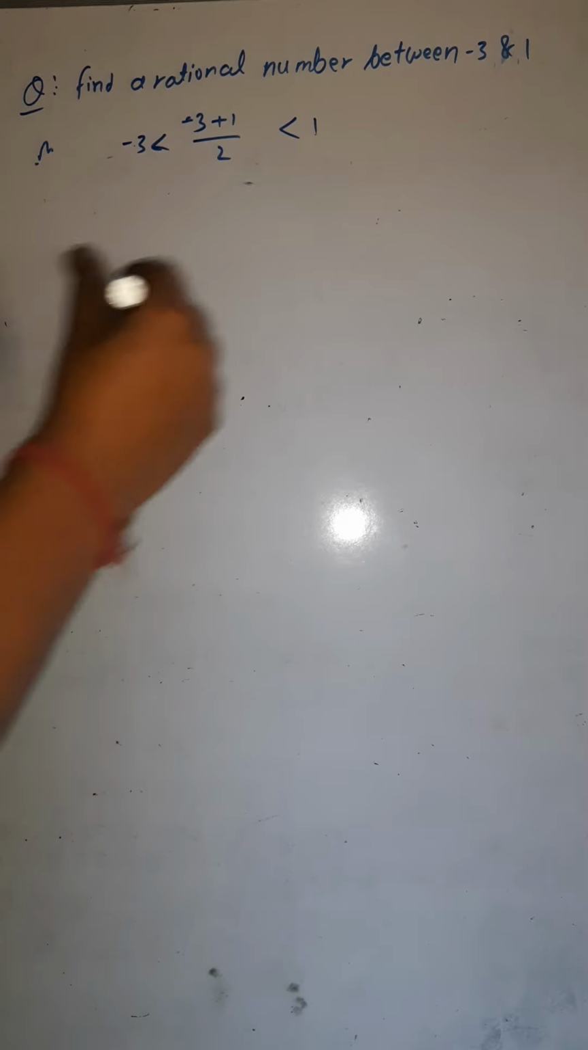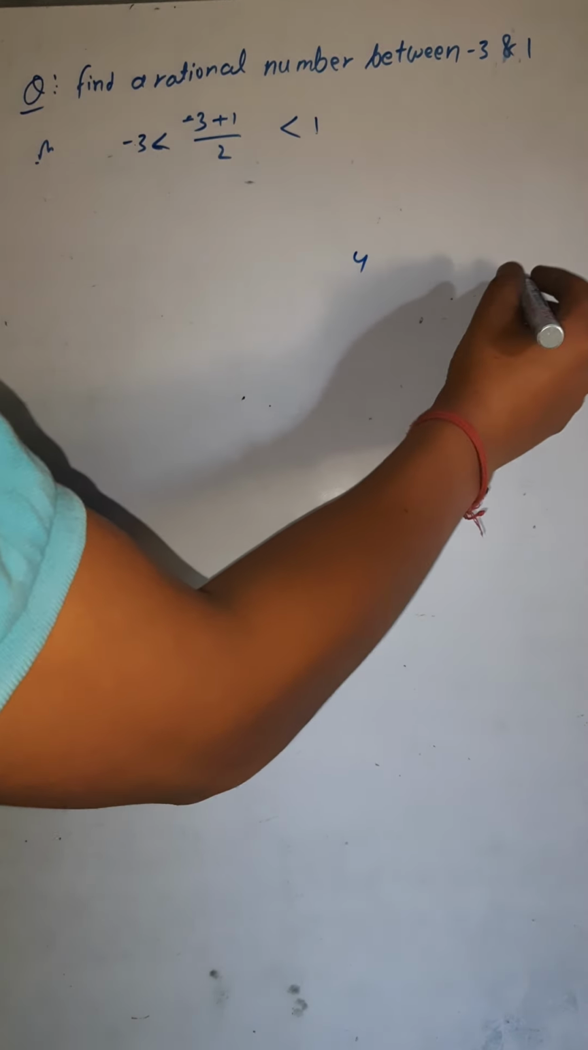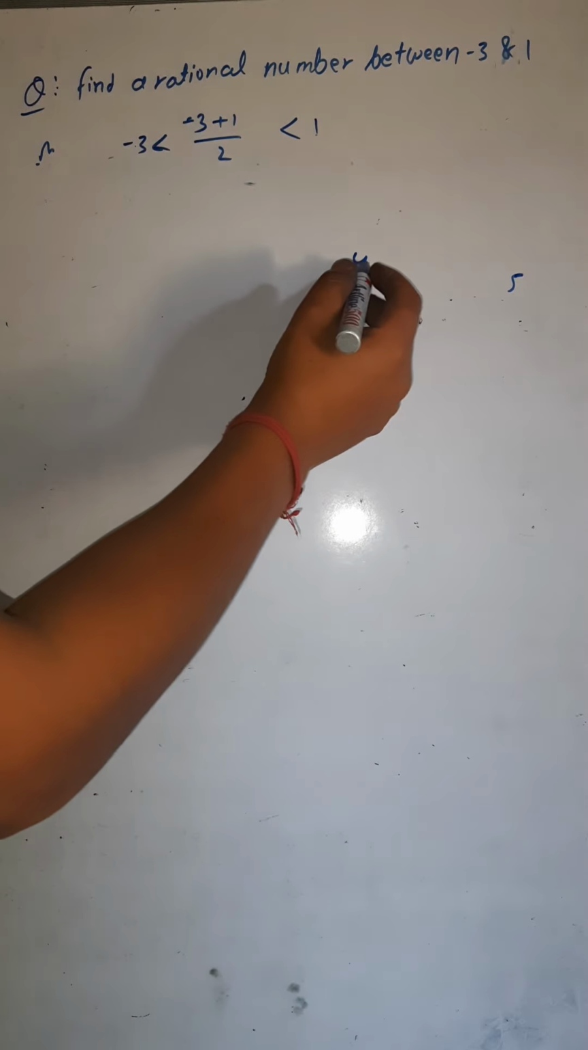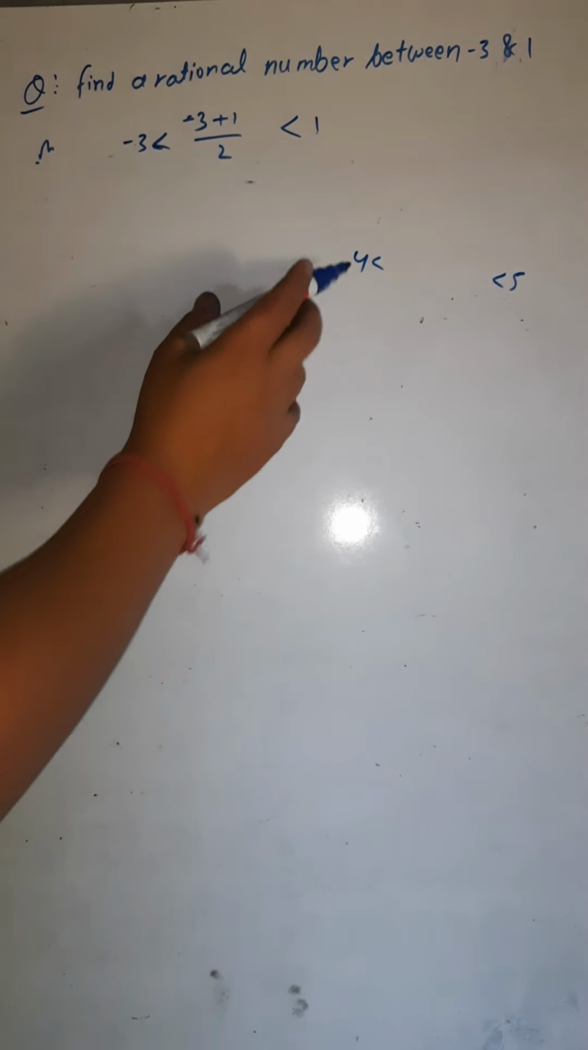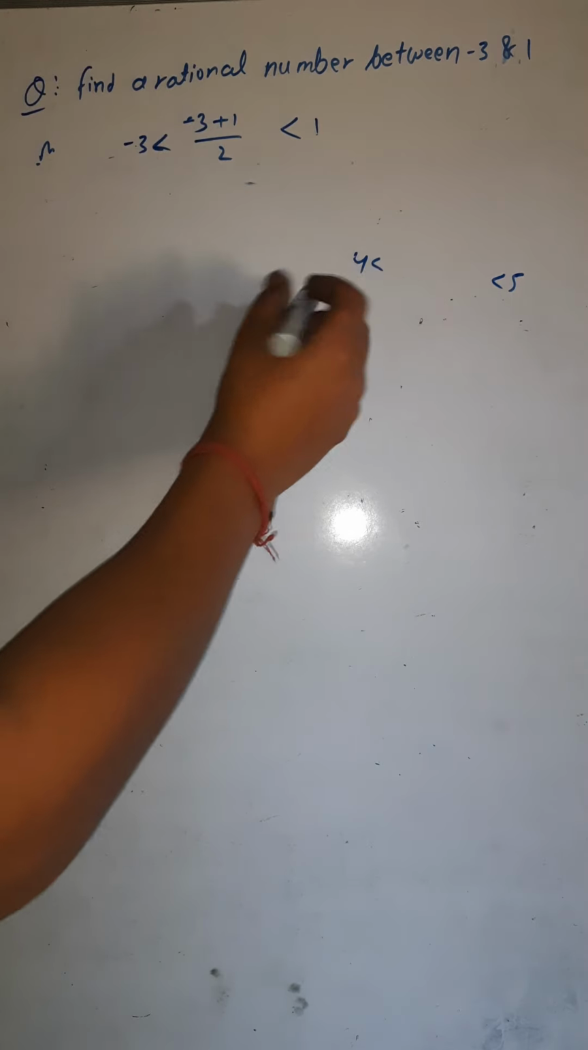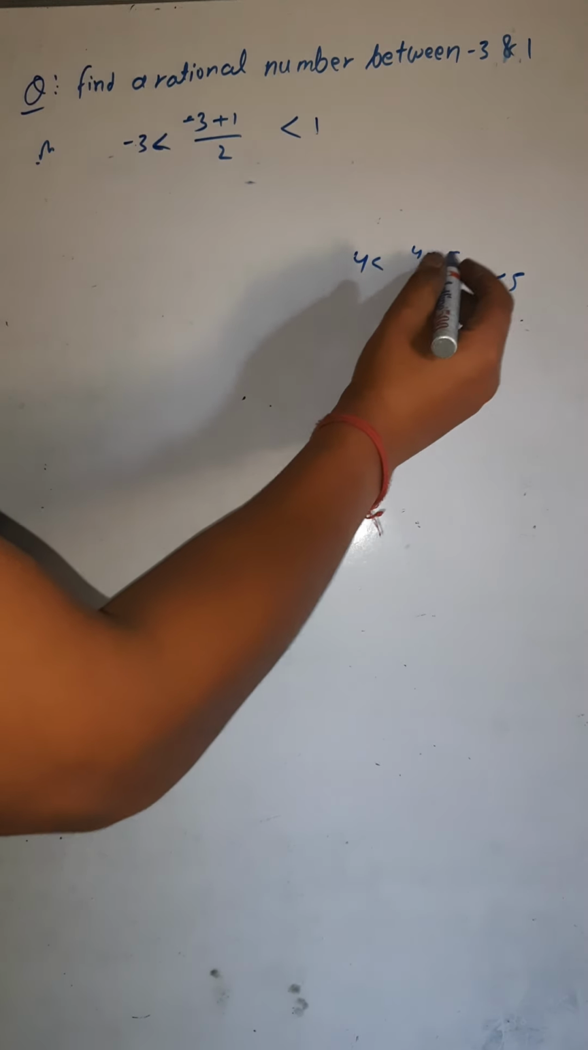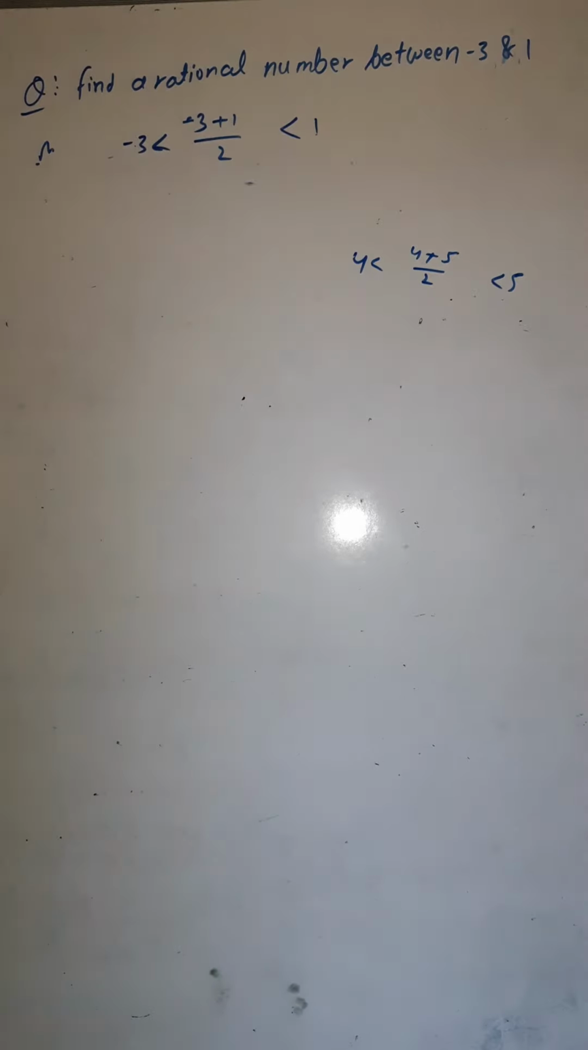Suppose you have to find a rational number between 4 and 5. So what to do? You have to write a number which is greater than 4 and less than 5. You would take the mean of 4 and 5, means you would add 4 and 5, then divide it by 2. Are you getting this? So similarly here also I have done.